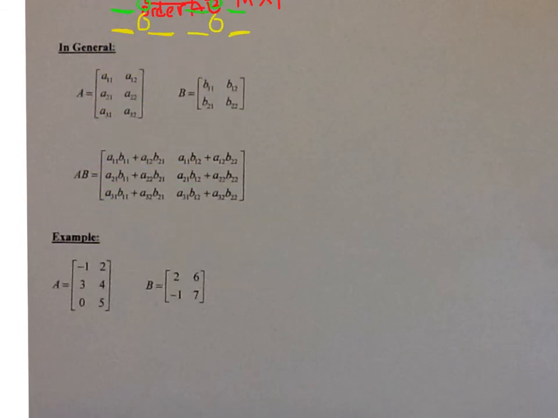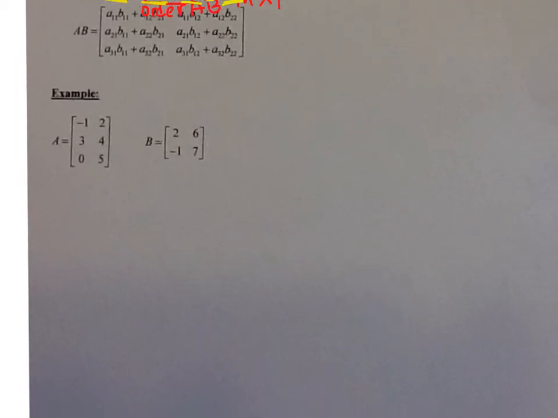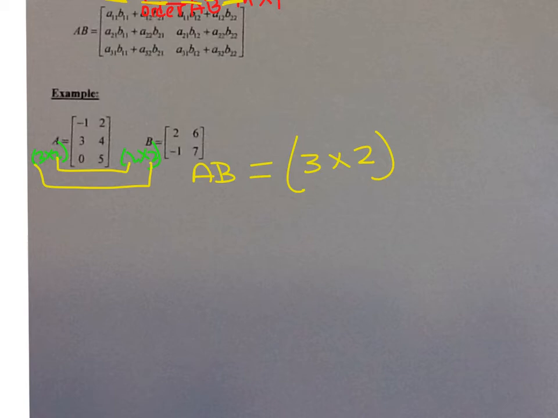Okay, so let's try an example here. I have matrix A here and matrix B. Matrix A is a 3 by 2, and matrix B is a 2 by 2. Notice these are the same, so my result, A times B, is going to give me a 3 by 2 matrix. Okay, so let's write this down. A times B is going to give me a 3 by 2 matrix.